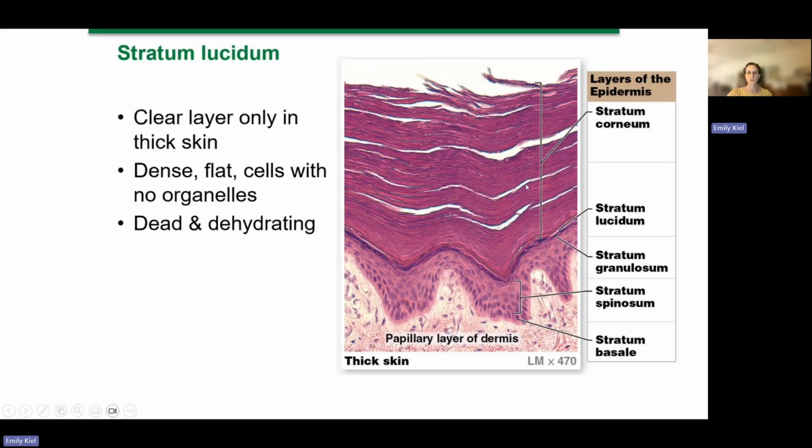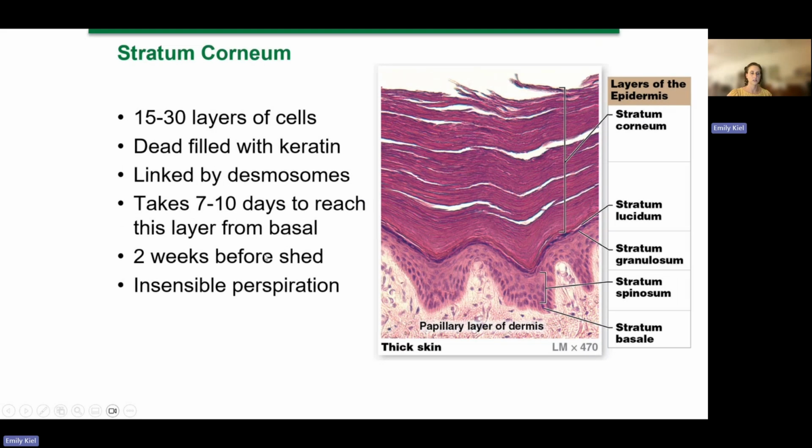Our next stage is our stratum lucidum, and it's a clear layer only found in thick skin. It's really dense. The cells are flat. They have no more organelles, and things are dead and dehydrating. And they dehydrate so that they can form our stratum corneum. This is a bigger layer. So we've got 15 to 30 layers of cells, and these are dead and filled with keratin. They're linked by desmosomes, and they take about 7 to 10 days to reach the surface from the stratum basale.